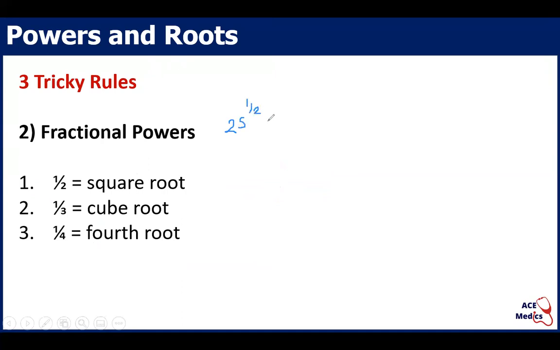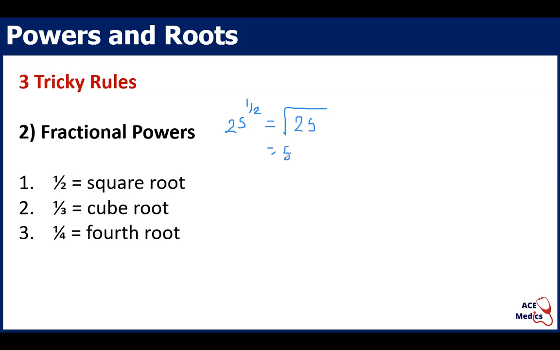This is just something you need to remember, unfortunately, unless you go into more advanced maths and you learn why, but we're not going to for GCSE. So 25 to the power of a half. If anything's to the power of a half, that is the same as it being a square root. So that's the same as the square root of 25. So that's quite easy. It's 5.